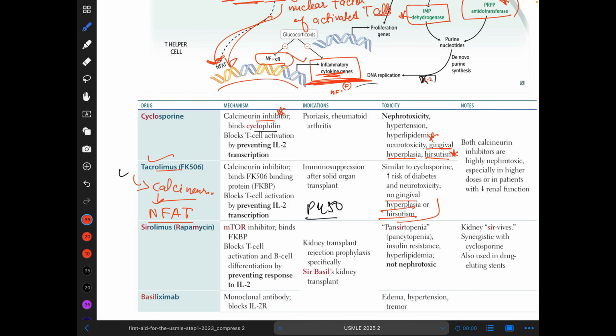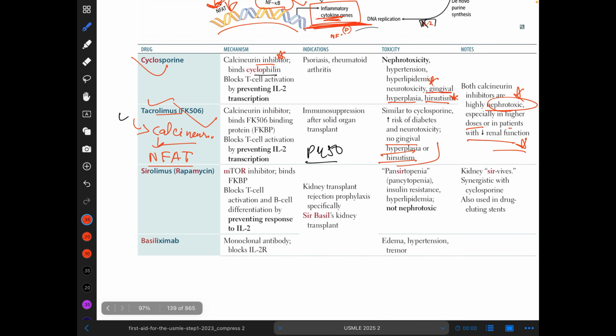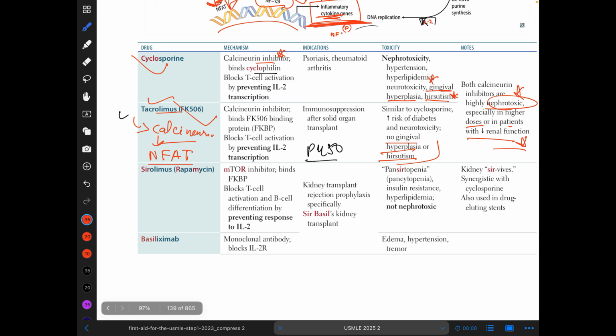Both calcineurin inhibitors are highly nephrotoxic, especially at higher doses or in patients with decreased renal function. So in a patient with renal failure, we do not prescribe cyclosporine and tacrolimus for immunosuppression. Our next drug is Sirolimus. We also call it rapamycin.